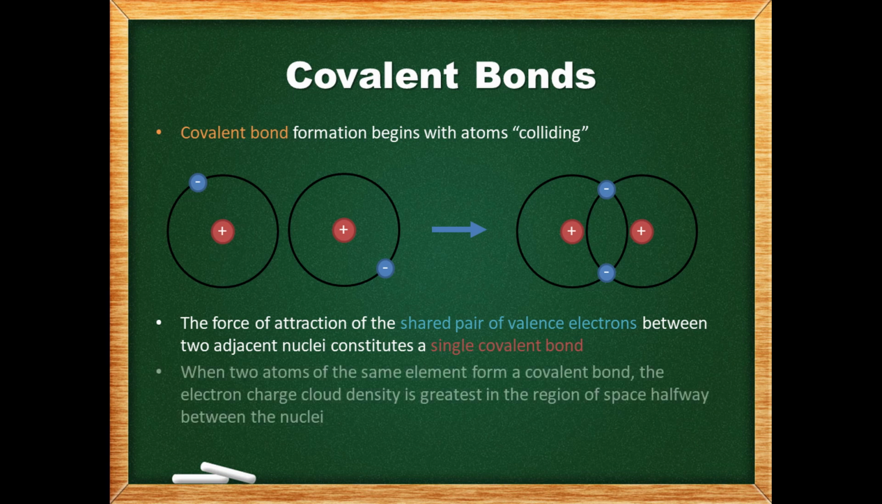More generally, when two atoms of the same element form a covalent bond, the electron charge cloud density is greatest in the region of space halfway between the nuclei. For instance, if the two atoms are the same, then the electronegativity difference is 0, and on average the pair of bonded electrons will spend the majority of their time equidistant from the two nuclei.